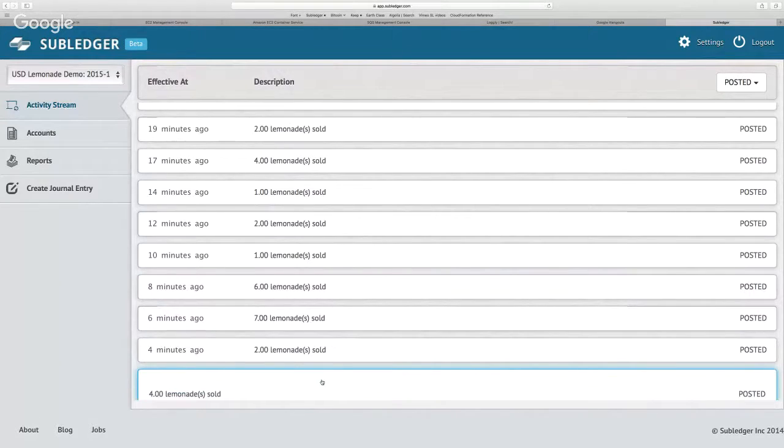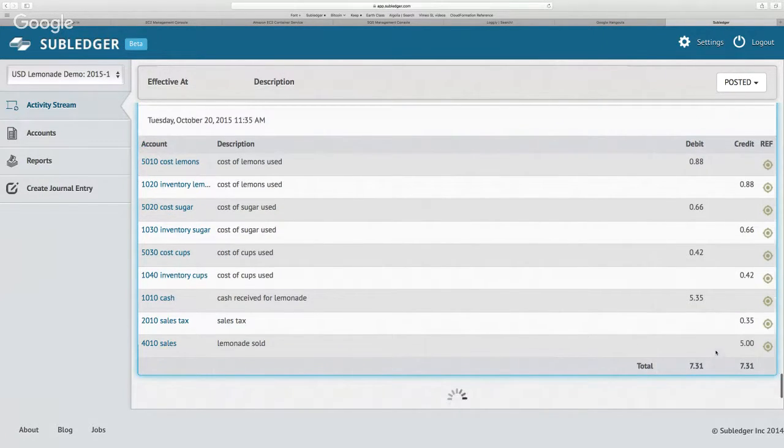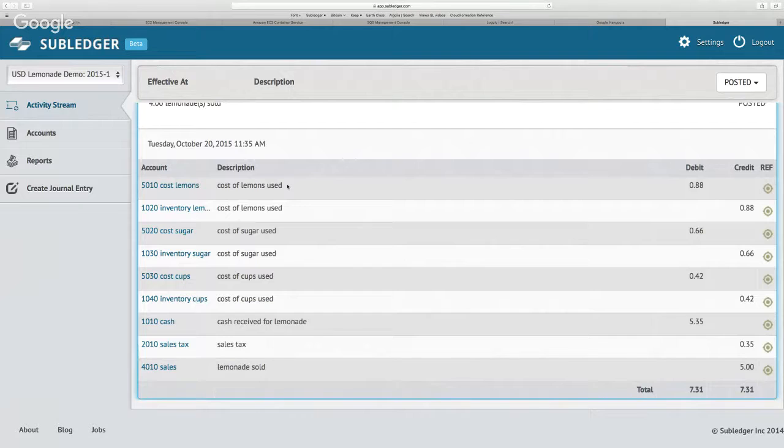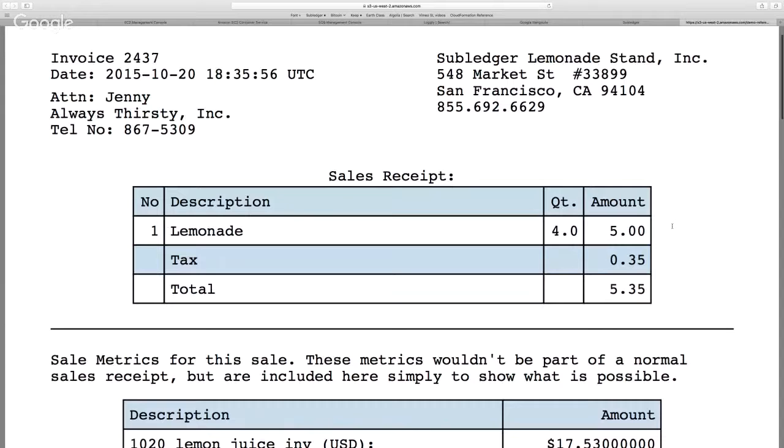And if we take a look at the individual transaction, it's a very traditional debit credit journal entry with a total flow of $7.31 here. It's keeping track of inventory on the fly and applying real-time cost of goods to cost calculations. Its reference document is a PDF residing on S3 here. And it's a pretty traditional invoice here that 4 lemonades were sold for $5 total, 35 cents tax.